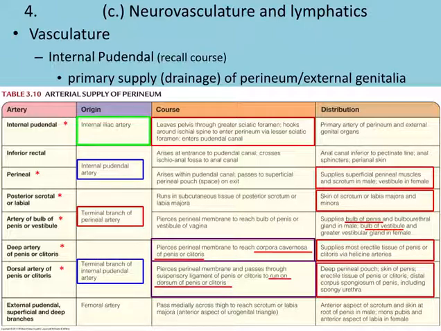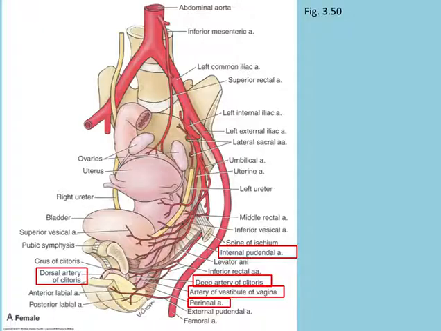And finally, their distribution. A couple that I'll highlight. Deep artery of the penis is actually traveling in the corpora cavernosa itself. So it's supplying the erectile tissue of the corpora cavernosa. Okay, so it's really contributing to the rigidity of the erection. The dorsal artery, in males in particular, is supplying mostly the corpus spongiosum and the rest of just the tissue of the penis, with the exception of the corpora cavernosa.